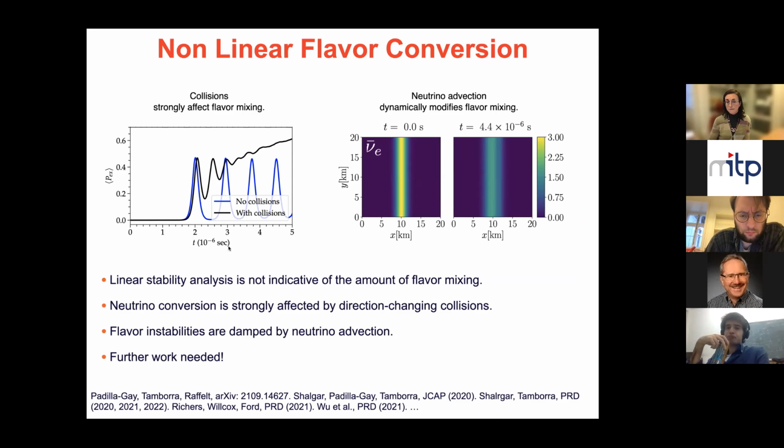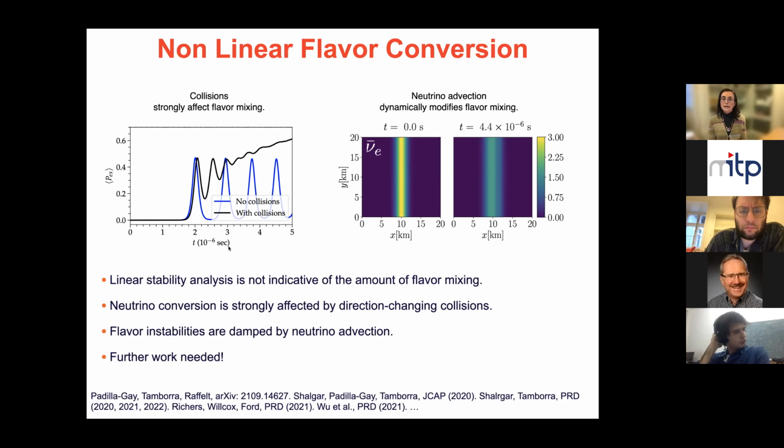And what we have found is that the predictions that we can obtain with the linear stability analysis can tell us the regions where we should expect flavor mixing to occur, but they are not indicative of the amount of flavor mixing that is taking place. And so in principle, we could have some regions where we can predict that flavor instabilities arise, but the amount of flavor mixing that in the end we obtain is actually very small. And so it has no impact on the physics of the source.